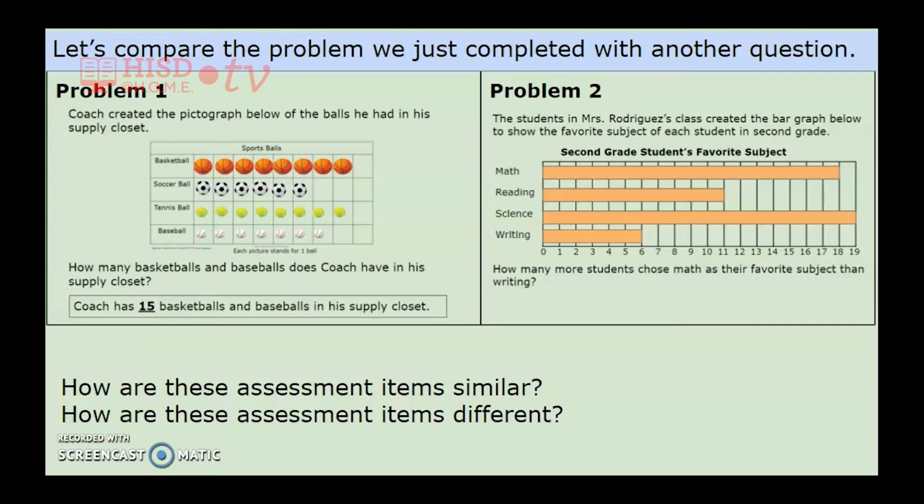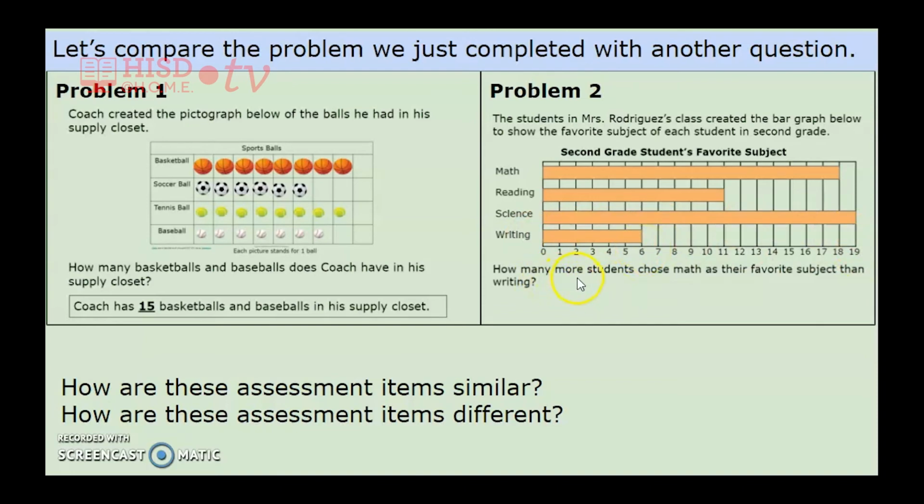Let's look at problem 2. The students in Mrs. Rodriguez's class created the bar graph below to show the favorite subject of each student in her second grade class. We are looking at the bar graph. The bar graph is counting by intervals of 1. We notice that in math, there are 18 students. That is the favorite subject. In reading, there are 11. In science, there are 19 students. In writing, there are 6 students.